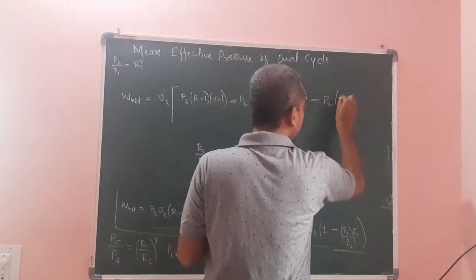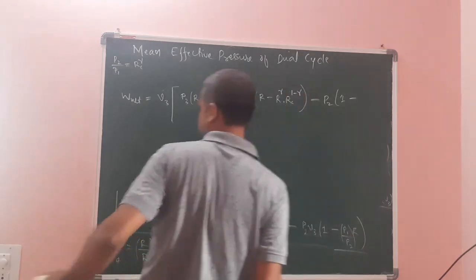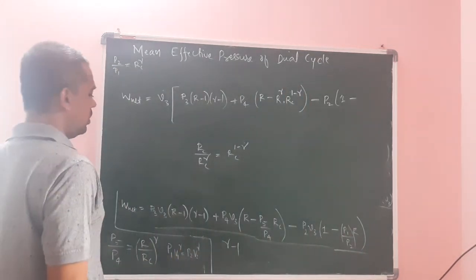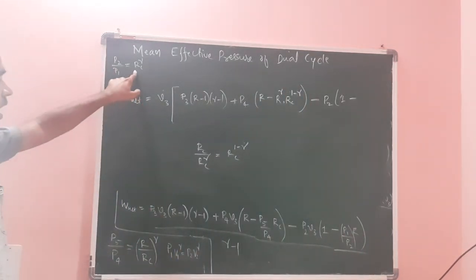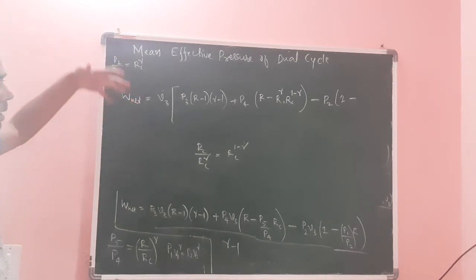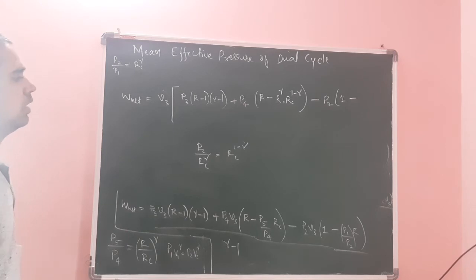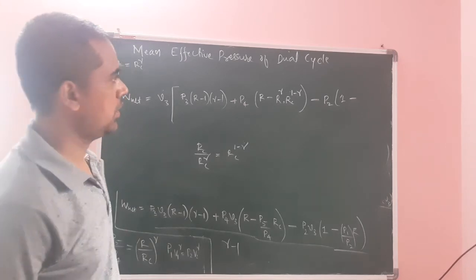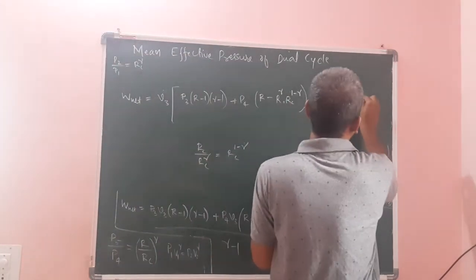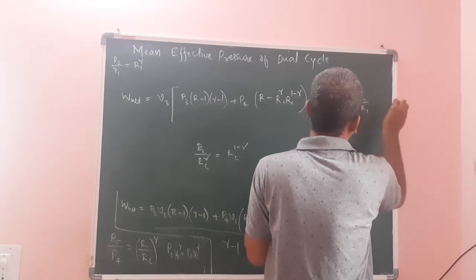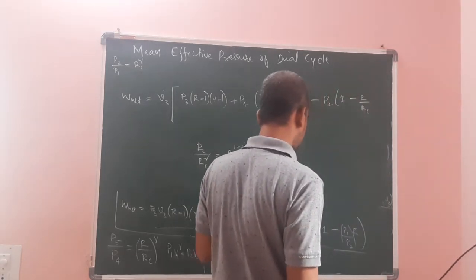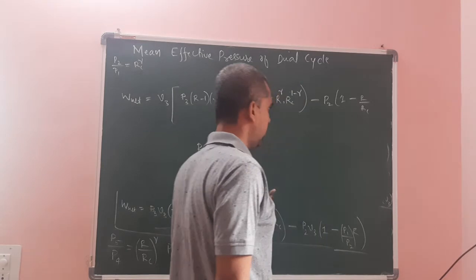into 1 minus, okay, P1 by P2. P2 by P1 is equal to RC raised to gamma. Okay, P1 by P2 is equal to 1 by RC raised to gamma. Okay, 1 by RC raised to gamma. Therefore, it will be R divided by RC.